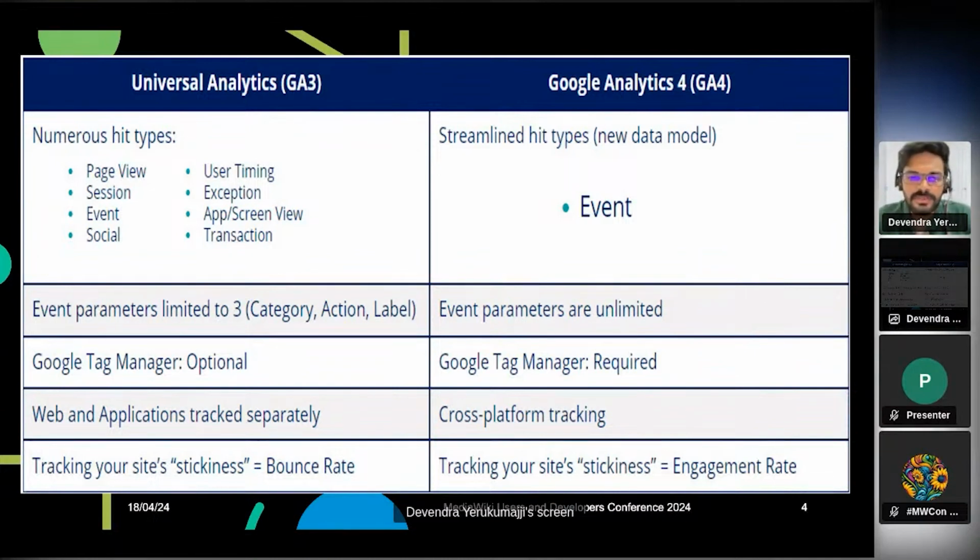Earlier we had only three, and Google Tag Manager was also optional at the time. Now it is required to send the data to Google Analytics 4, meaning whatever interactions happen on the website, this is the middleware right now. Earlier, web and application tracking information was tracked separately; now we can track it all at once.